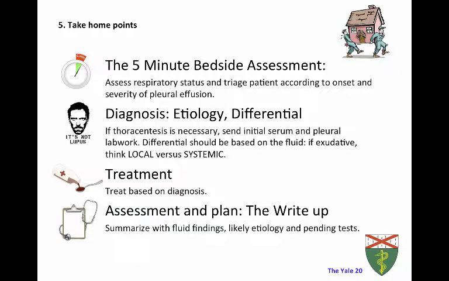If it's transudative, you think of the 3 organ systems that we mentioned previously, the heart, the liver, and the kidneys. Treatment is based on diagnosis or based on compromising the respiratory status. And for the assessment and plan, you want to summarize it in a very succinct and also thoughtful way with the fluid findings, likely etiology, pending tests, and a plan for further management.